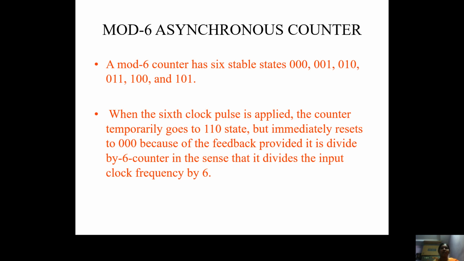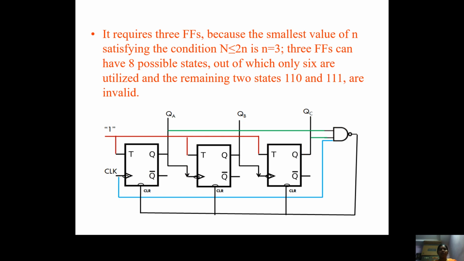So let us see the block diagram of the modulus 6 counter. Since it requires 3 flip-flops, as I said earlier, because n is the smallest value satisfying the condition mod is less than or equal to 2 power n. Mod 6 is less than or equal to 2 power 3, that is 6 is less than or equal to 8, so n is 3. So 3 flip-flops can have 8 possible states, as it is able to count from 0 to 2 power n minus 1. Out of these only 6 are utilized and the remaining 2 states are invalid, that is 110 and 111 are invalid.